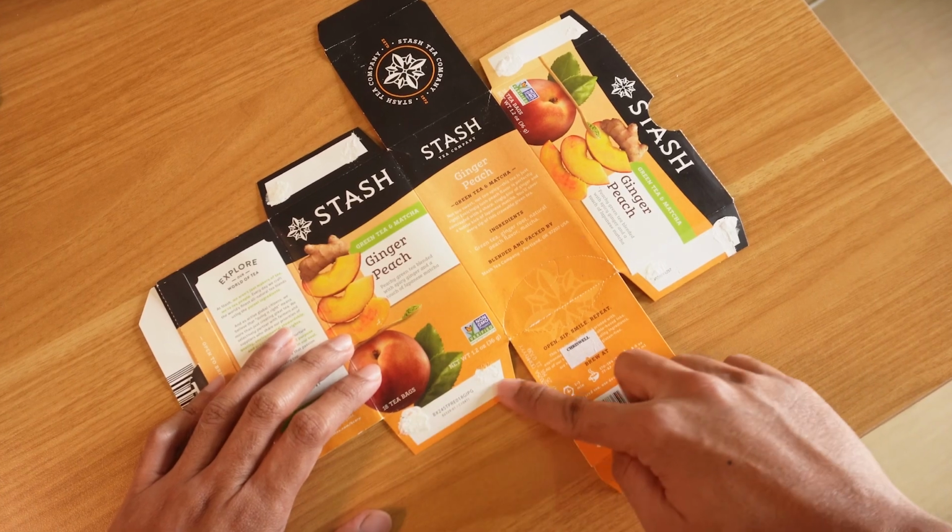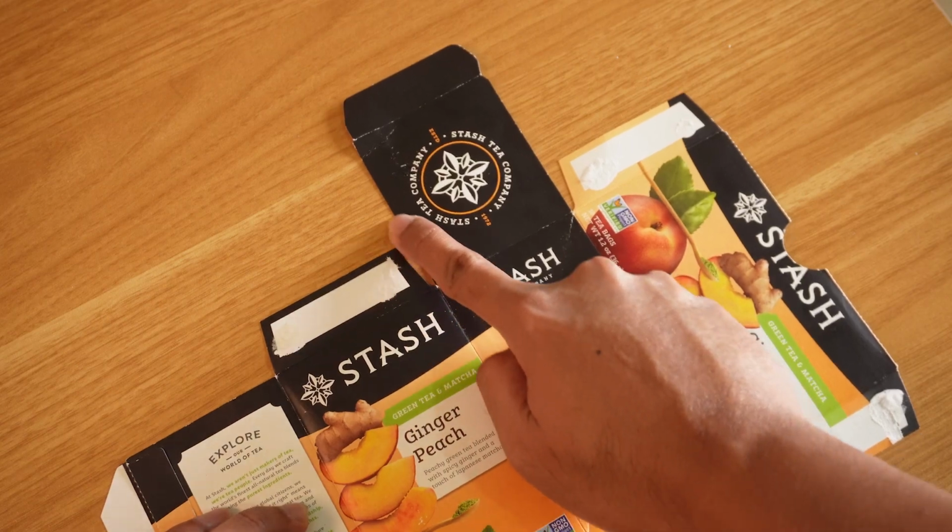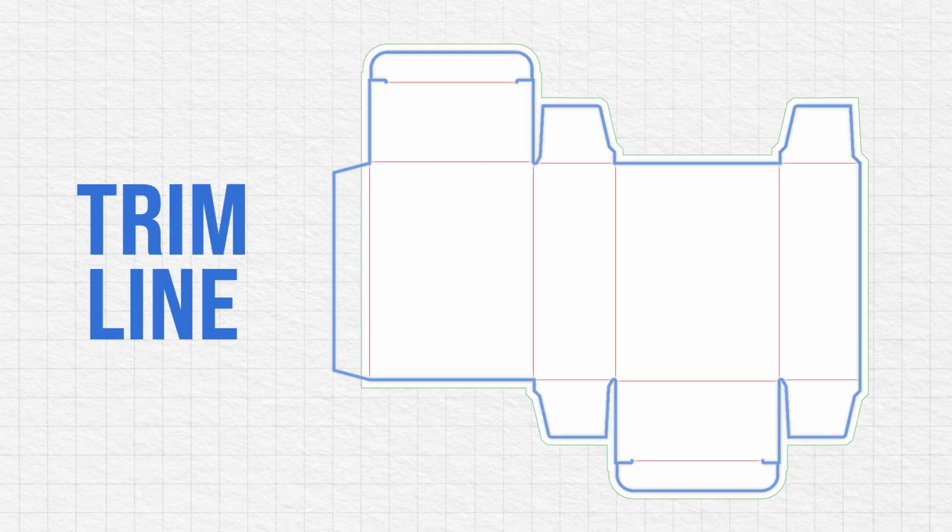Let's start with the trim line. The trim line is where the final cut of the packaging will be made. So essentially, everything beyond this line will be cut off, making this the boundary of your design after production. So the trim line ensures that your packaging has a clean edge and it is cut to its intended dimensions.